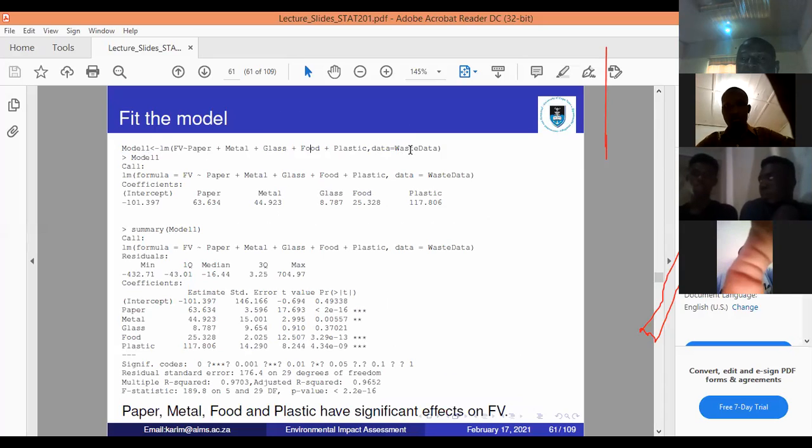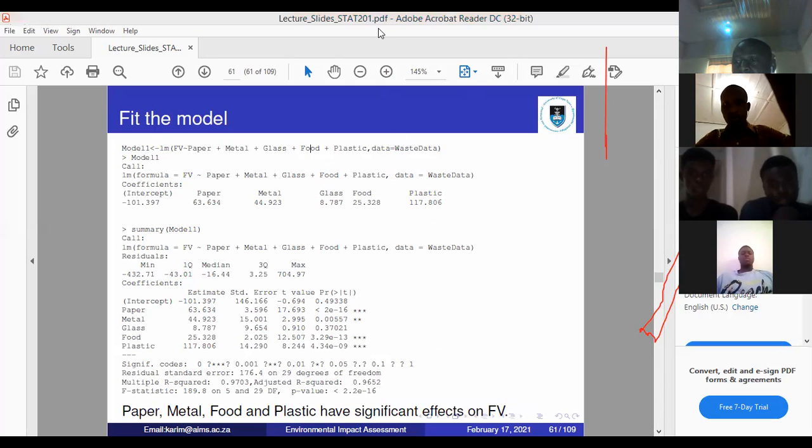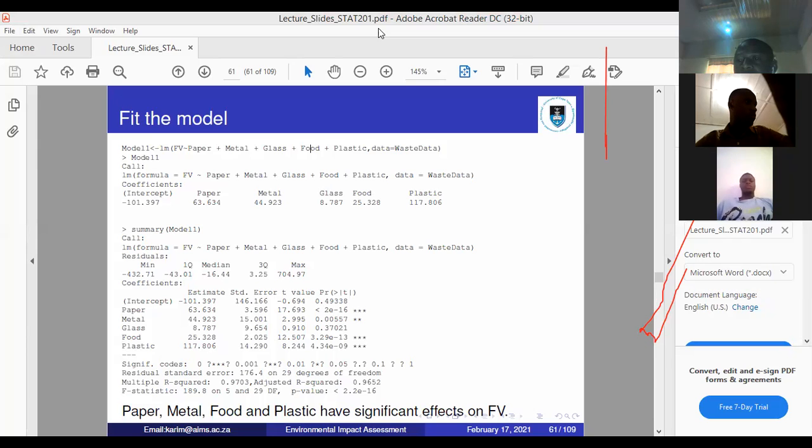The data is stored in here. If we run this, these are the results that we are going to get.